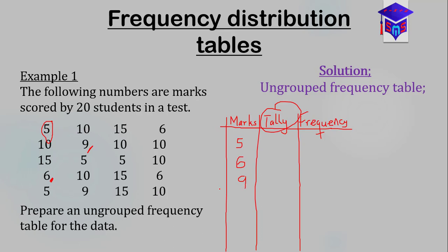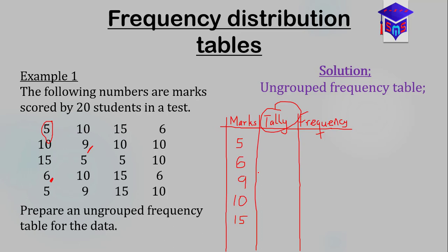We have 10. So the next one is 10. Do we have 11? No. Do we have 12? No 12. Looks like there's no 13, there's no 14. So the next one is 15. Alright. So these are the individual data points we have in the data set.